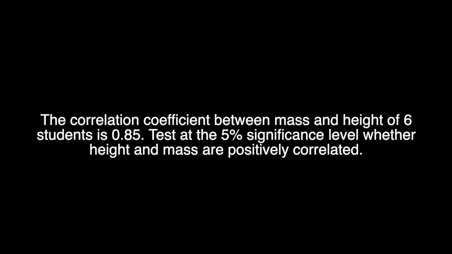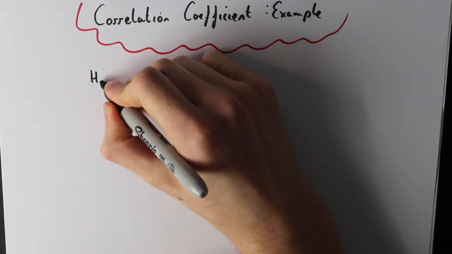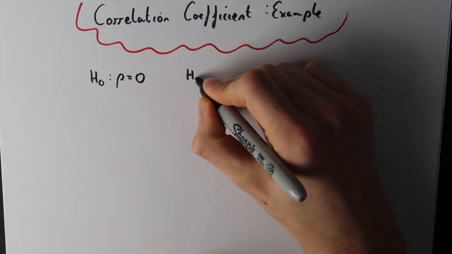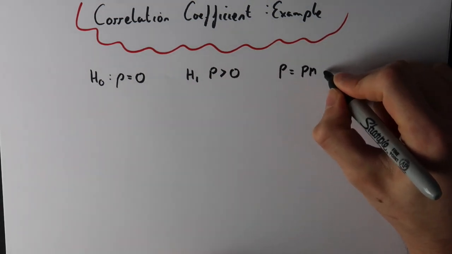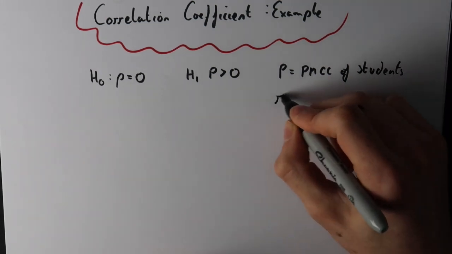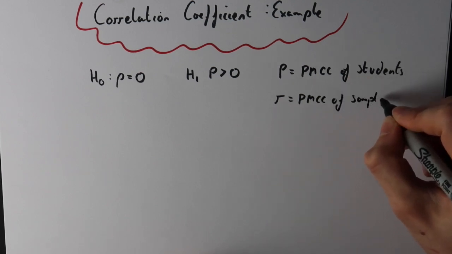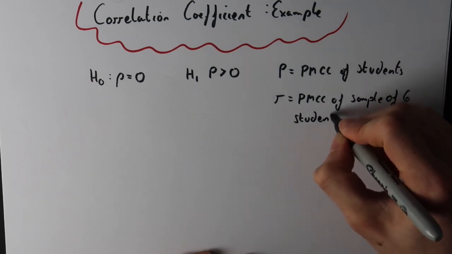The correlation coefficient between the mass and height of students in a sample of 6 students is 0.85. Test at the 5% significance level whether the height and mass of students from this school are positively correlated. So with the correlation coefficient question, the H0 will always be that rho, the PMCC of the population, is 0, because there's nothing to suggest that there is any correlation in the general population. H1, rho is greater than 0, because we're looking for a positive correlation.